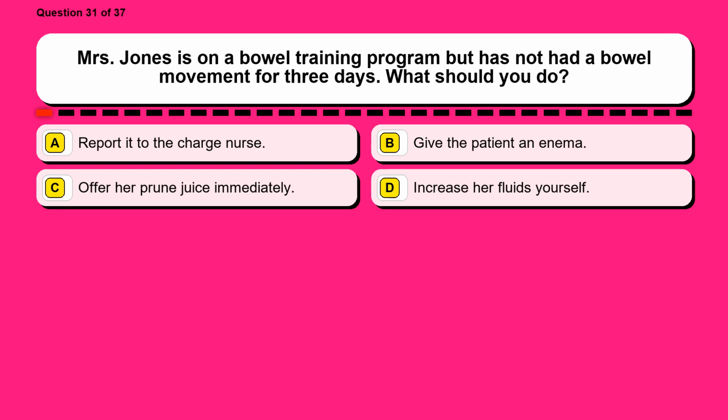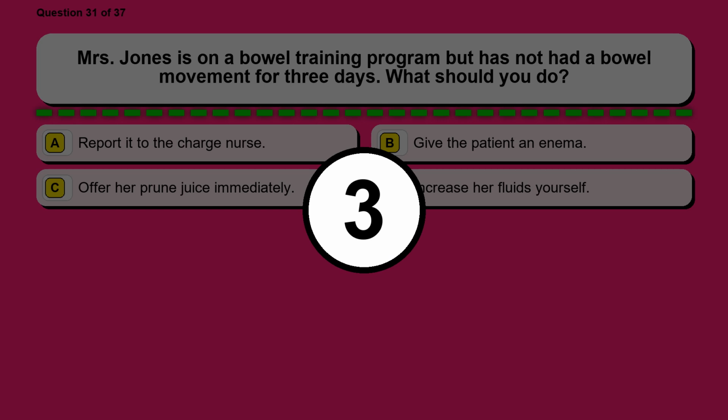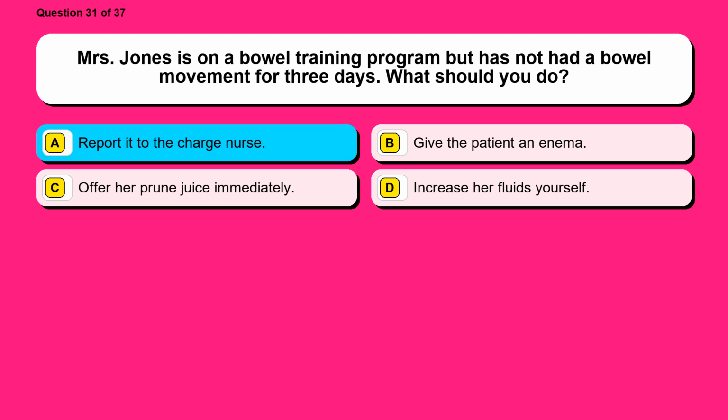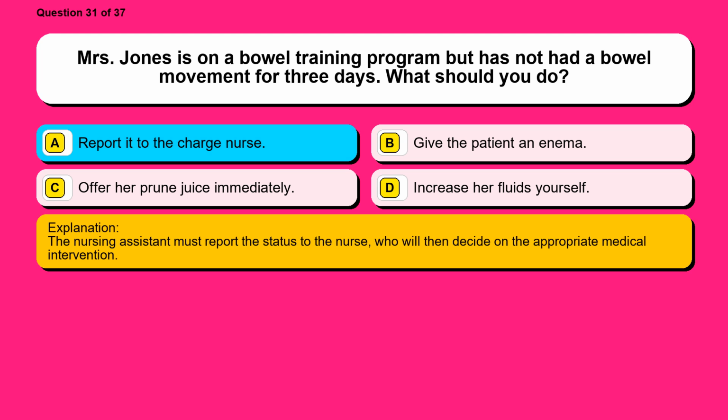Question 31. Mrs. Jones is on a bowel training program but has not had a bowel movement for 3 days. What should you do? Option A, report it to the charge nurse. Option B, give the patient an enema. Option C, offer her prune juice immediately. Option D, increase her fluids yourself. The correct answer is option A, report it to the charge nurse. The nursing assistant must report the status to the nurse, who will then decide on the appropriate medical intervention.